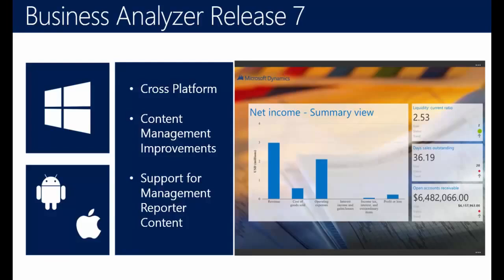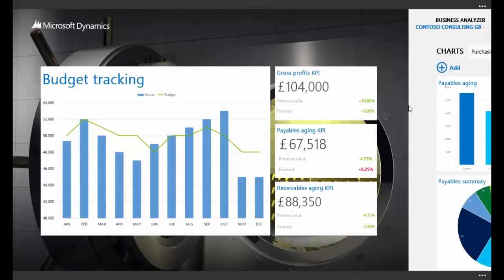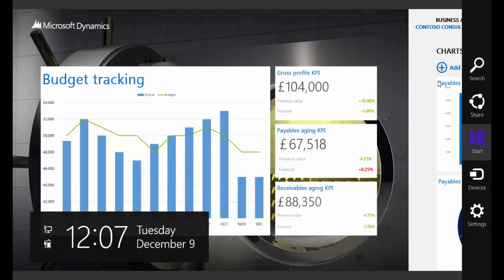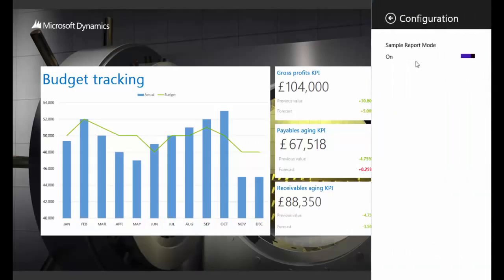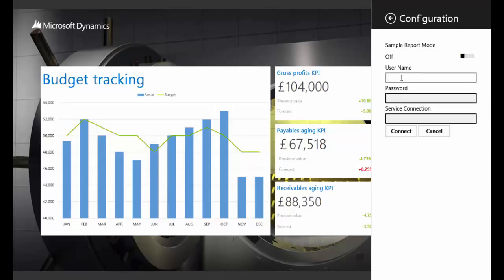Aside from being cross-platform, one of the other key features added was the ability to see Management Reporter content within the app, in addition to the existing SSRS and Excel reports functionality. Here we'll take a very quick look at Microsoft Dynamics Business Analyzer. If I do Windows button and C, I can open up the settings and then go to configuration. You can run this application in sample report mode. So if you go out to the Windows Store or iOS or Android stores, you can just run this app without connecting it or doing much at all to see how it works. And then I can also turn this off and have the ability to connect it to my Dynamics GP data or whatever application I'm using.